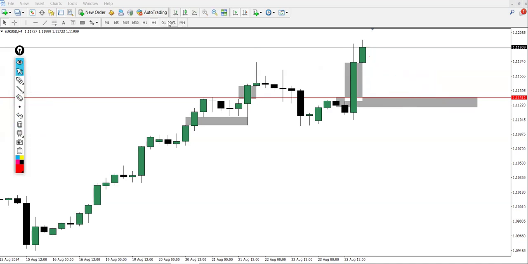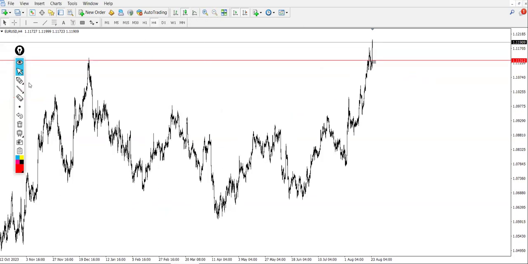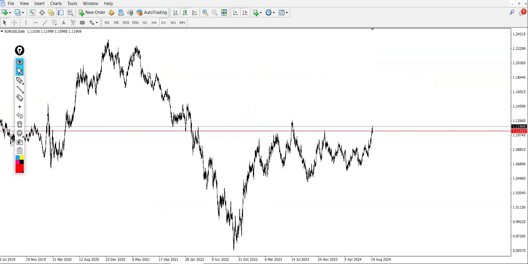Let's zoom out a little bit on the higher time frame. Let's go to the H1, no, it's not H1, that's the daily chart. So yes, this is where I believe price would be seeking to get to, which is the 1.1280 institutional level. That's where the draw on liquidity is going to be.